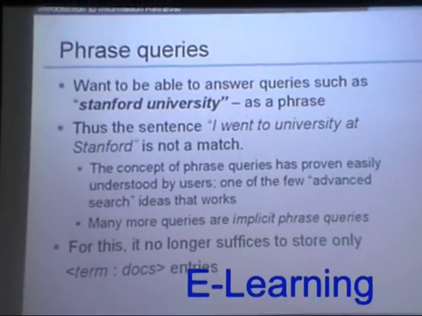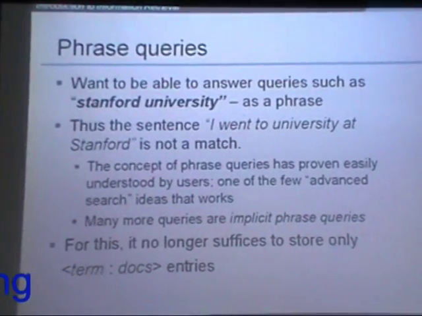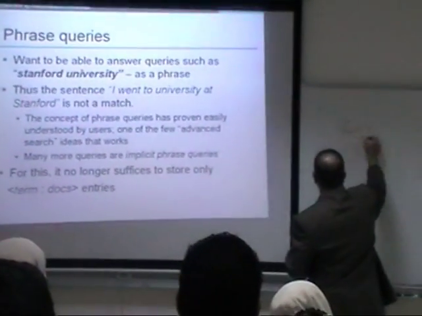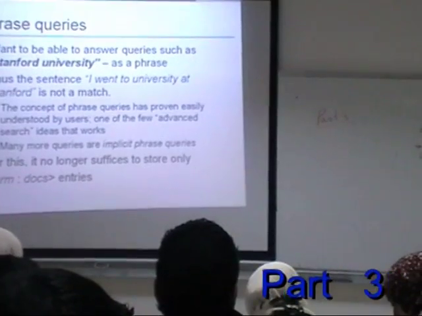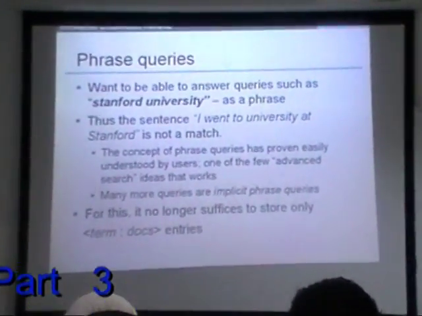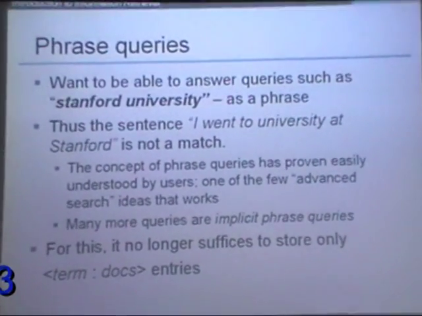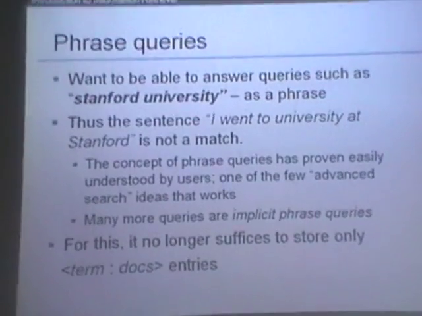We are starting part 3 of this series of reviews. It looks like we are going to be able to cover this portion only in part 3 because it is going to be shorter than the first and second parts. So we will talk about phrase queries and biword indexes.